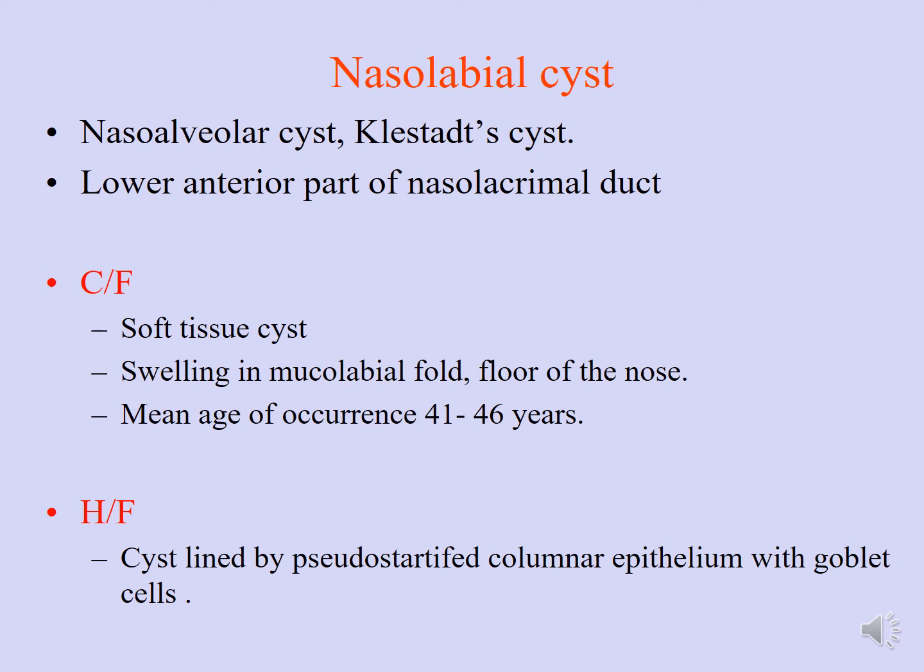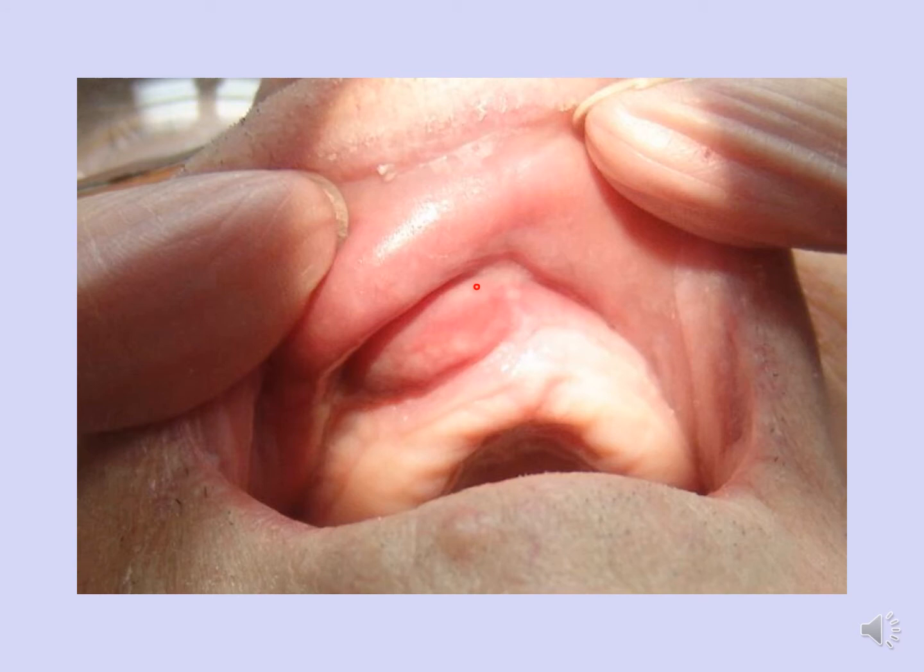The clinical features are: these are soft tissue cysts, with a swelling in the mucobuccal fold and the floor of the nose. The mean age of occurrence is middle age, in the range of 41 to 46 years. Histopathologically, these cysts consist of pseudostratified columnar epithelium with goblet cells. This is a patient here, and this is the swelling you notice in the mucobuccal fold, the nasolabial fold, and this is the intraoral swelling that can be seen in the mucobuccal fold.